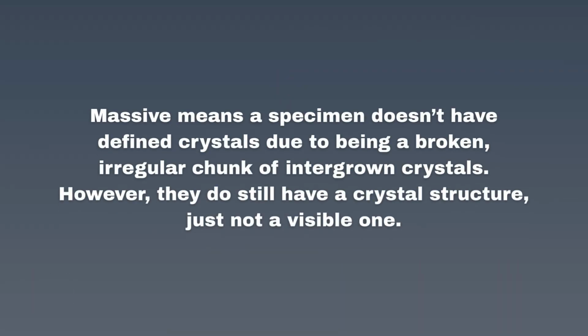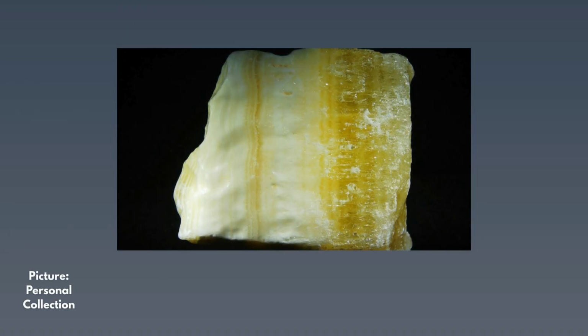Massive means a specimen doesn't have defined crystals due to being a broken, irregular chunk of intergrown crystals. However, they do still have a crystal structure, just not a visible one. Here's a chunk of massive calcite which doesn't have terminated crystals, it's just a chunk.